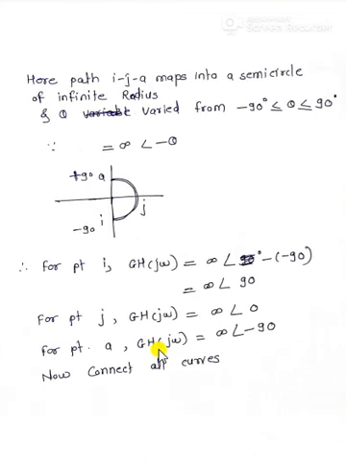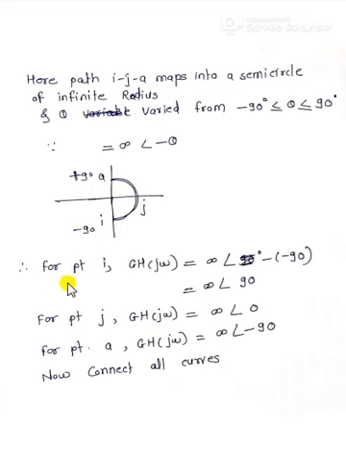So here path IJA maps a semicircle of infinite radius. Infinite radius means this, and theta is varied from minus 90 to plus 90. This is our IJA path. I is at the negative imaginary axis, that is minus 90. A is at the positive imaginary axis, that is plus 90. So theta is varied from minus 90 to plus 90.